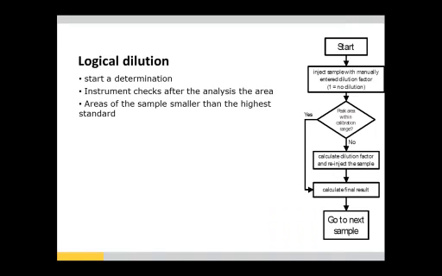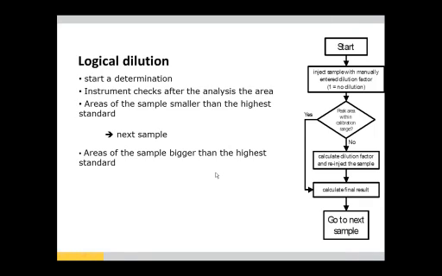Now, with the latest development in the intelligence built into the IC system, and also the enormous amount of intelligence built into the IC software, it's possible to perform a logical dilution automatically. In this case, the user simply starts the determination, and while the injection is done and the chromatography is going on, the system continuously checks the area of the analytes of our interest. If the area of the sample is smaller than the highest standard, meaning that it is well within the established calibration curve, then the system moves on to the next sample.